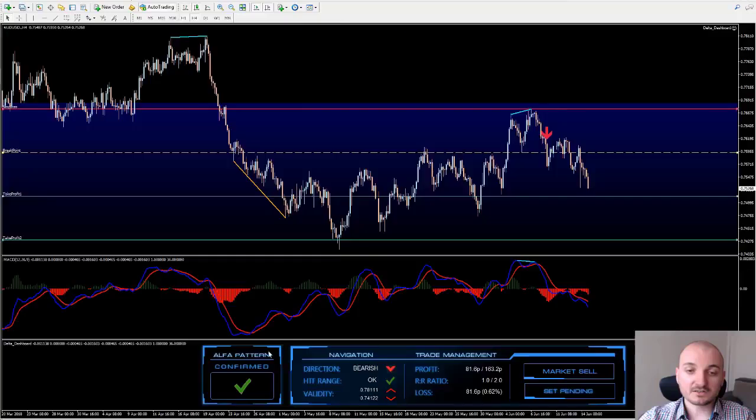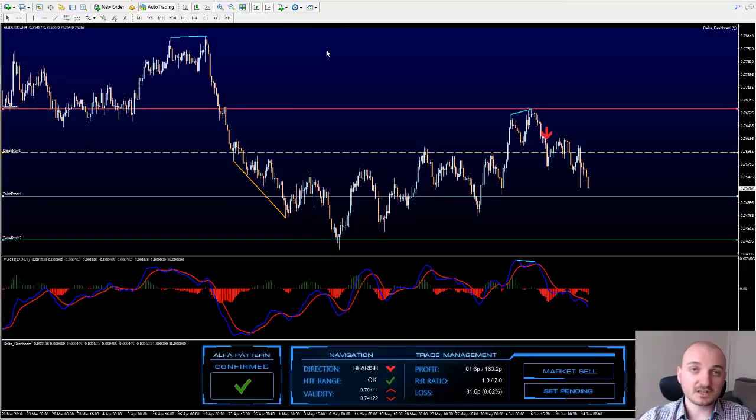The second component of the FX Delta is the actual trading template, where you're going to find many useful trading features. Naturally, we're going to start with the actual signal here. You have a red arrow, which means you're looking to sell.